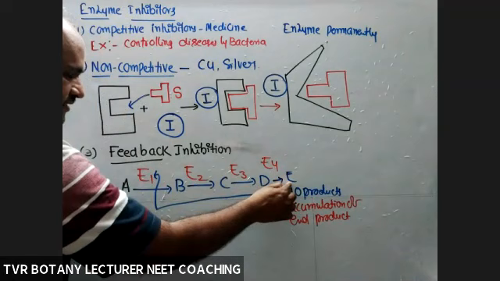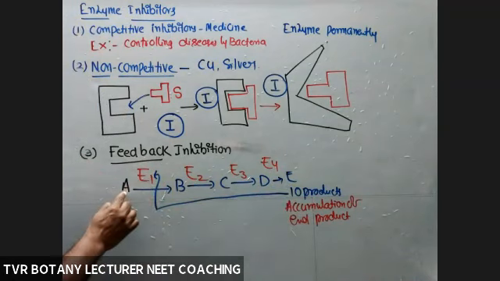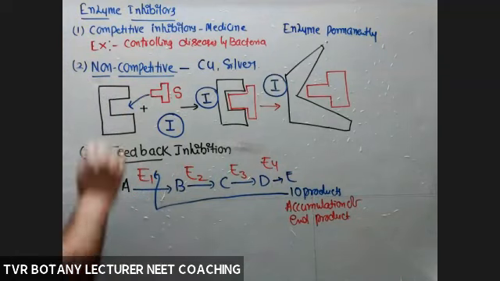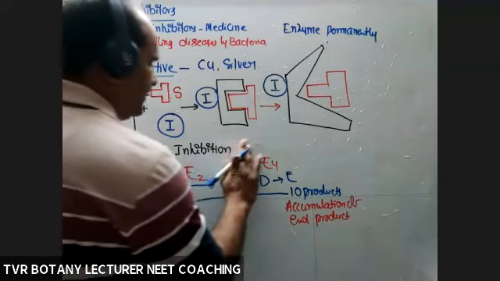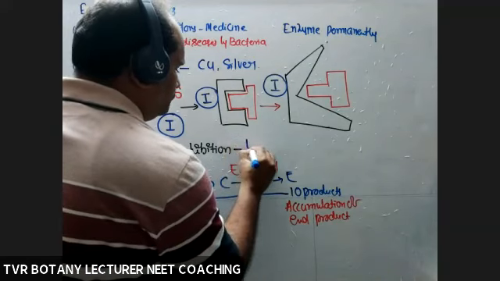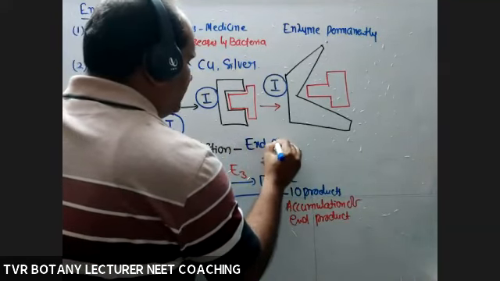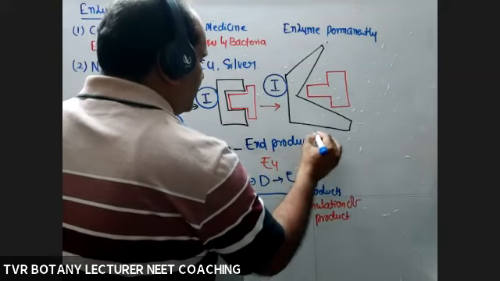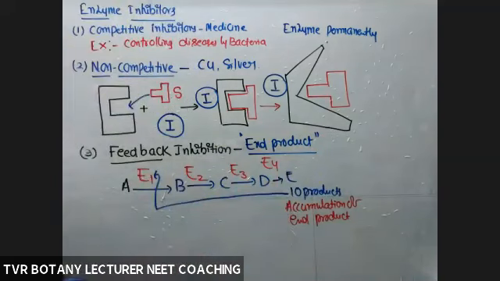So the end product binds with E1, and there is no conversion of A into B. So feedback inhibition is regulated by end product inhibition. The end product is able to inhibit, in this case, the first enzyme. So this is feedback inhibition. The kinds of inhibitors are competitive, non-competitive, and feedback inhibitors. So that's about enzyme inhibitors.